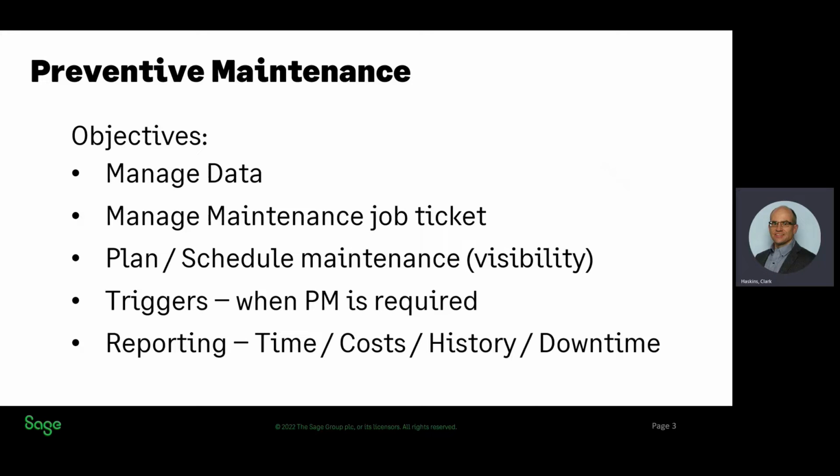Another objective is to plan and schedule maintenance. We need the ability to provide visibility of what maintenance tasks are in process, what maintenance tasks need to be planned, and what needs to be scheduled. We need to provide a trigger to provide visibility of when a task is to be performed, the equivalent of the change oil light in your car.